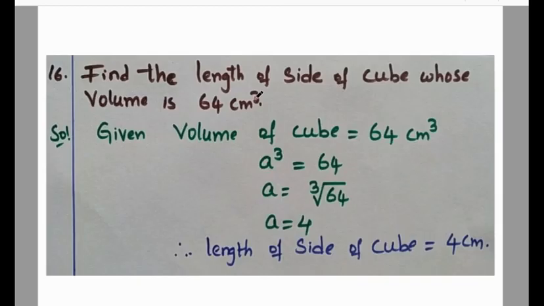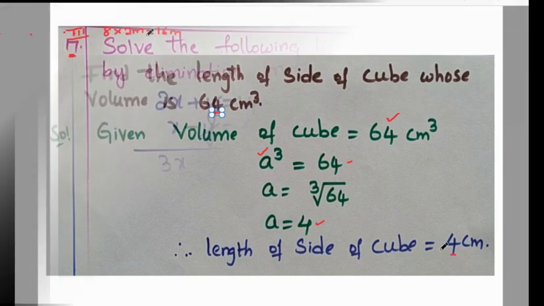16th question. Find the length of the side of a cube whose volume is 64 centimeters cube. Volume of a cube is given as 64 centimeter cube. Volume of a cube formula is a cube, which is 64. A will be the cube root of 64, which is nothing but 4. So length of a side of the cube is 4 centimeters.